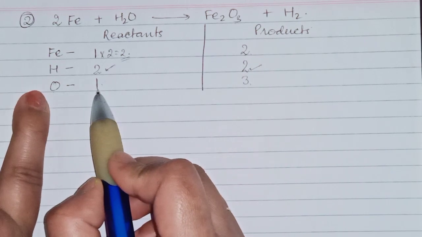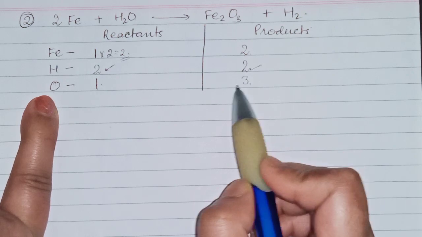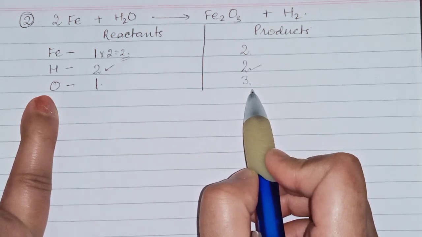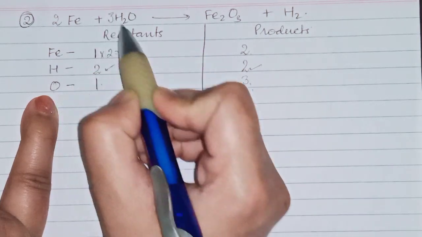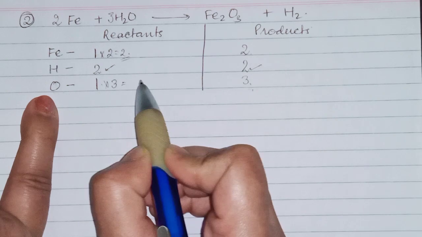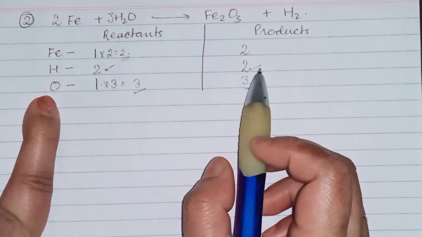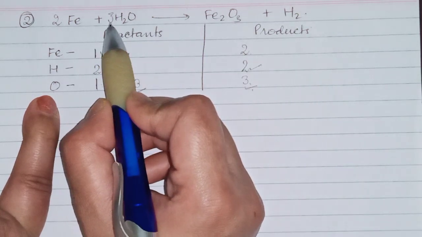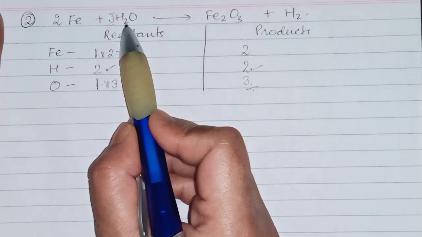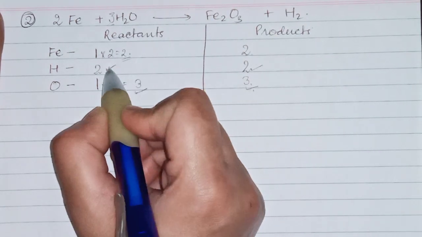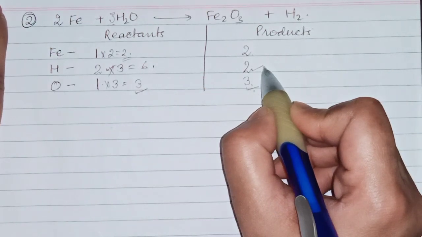Now oxygen. This side it is 1, this side it is 3. So you have to balance oxygen. What will you do for balancing this? You will put 3 over here. See, if we are putting 3 as a coefficient, it will be 3 this side and this side. Both side 3. Now, if we are putting 3 over here, then you have to check for hydrogen again. So 3 into 2 is 6. 6 hydrogen this side and here it is only 2 hydrogen.